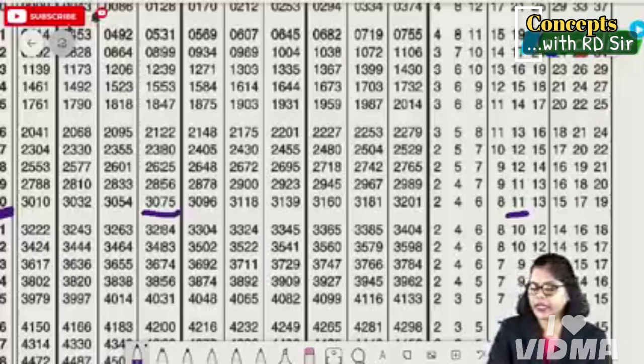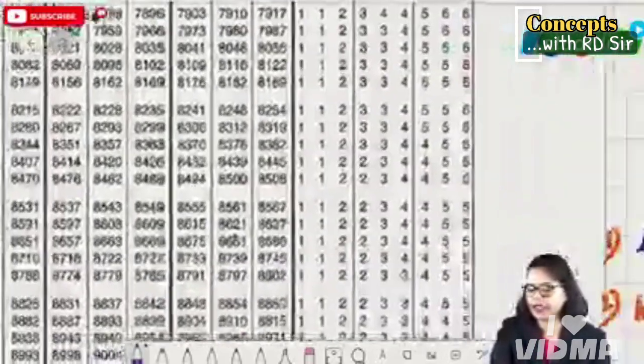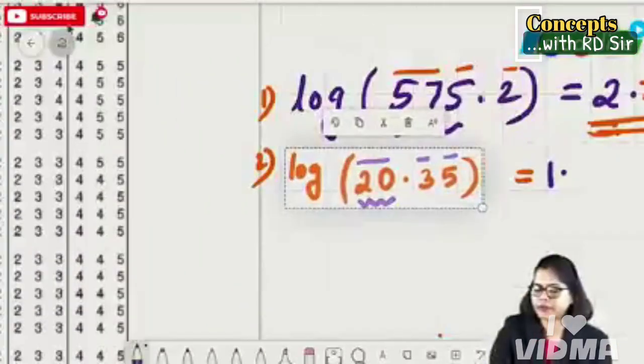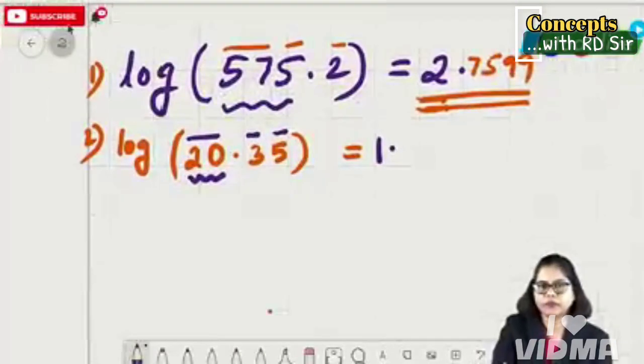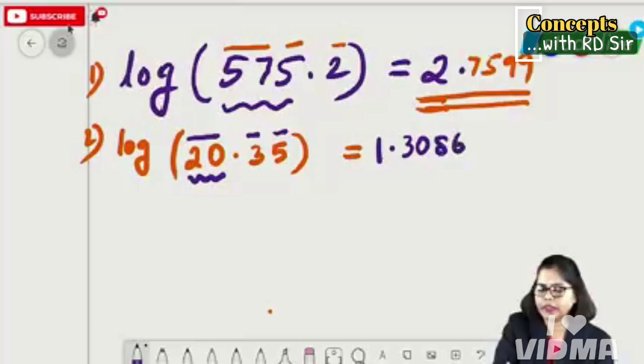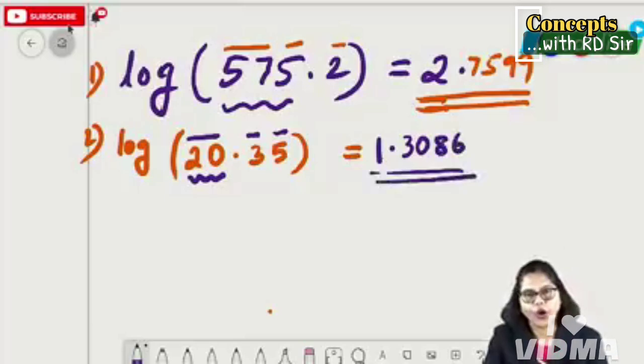So that I am going to write as answer as 3086. This is the log value of 20.35. Right, students? So there are some more questions I will give you.